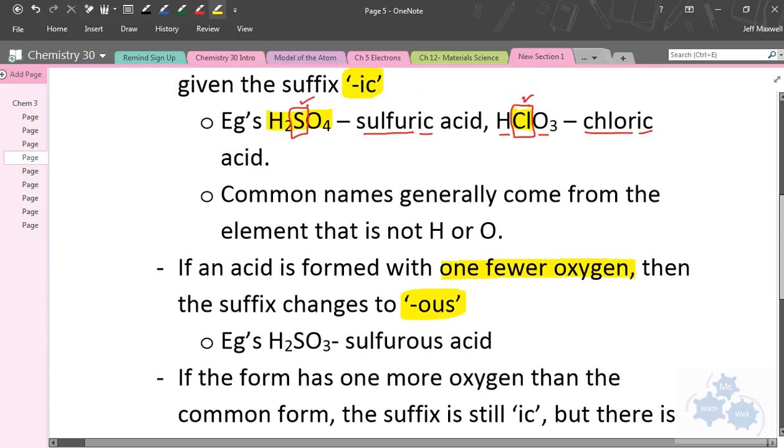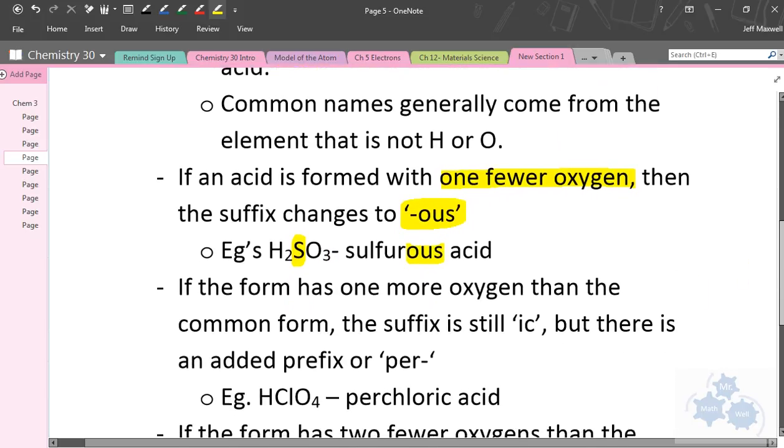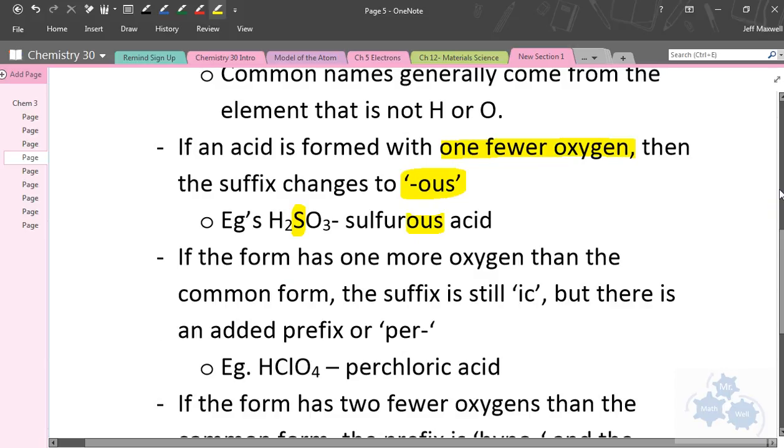And again, I can't stress it enough: getting to know these, especially the common ones. You've got to memorize the common ones that I've suggested before, and then it comes a little bit easier. Which one is the most common, H2SO4 or H2SO3? Well, you just got to know that. So H2SO4 is the common one. So H2SO3, it's going to be sulfurous. The 4 is the "ic," the 3 is the "us." So if the common form of the acid is formed with one fewer oxygen, it changes to "us."